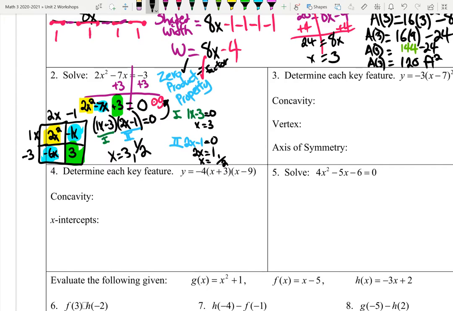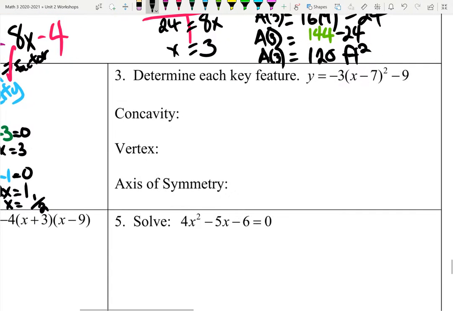Okay, so number 5 is going to be very similar. I can also use the quadratic formula for any of these. 4, let's go ahead and do 3. Determine each key feature. Now, I am giving you a gimme. You are supposed to recognize that this equation is in vertex form.